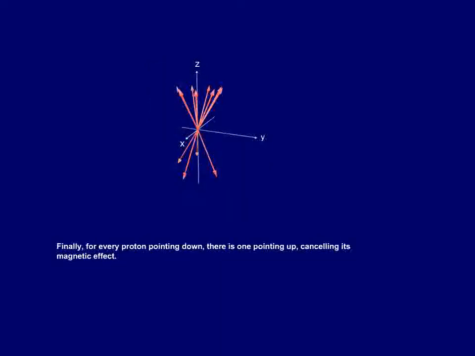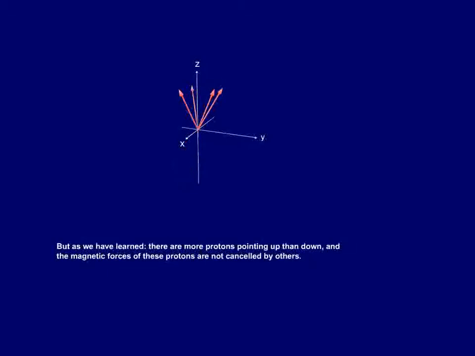Finally, for every proton pointing down, there is one pointing up, cancelling its magnetic effect. But as we have learned, there are more protons pointing up than down, and the magnetic forces of these protons are not cancelled by others. So we are left, in effect, with some protons, 4 in our example, pointing up.